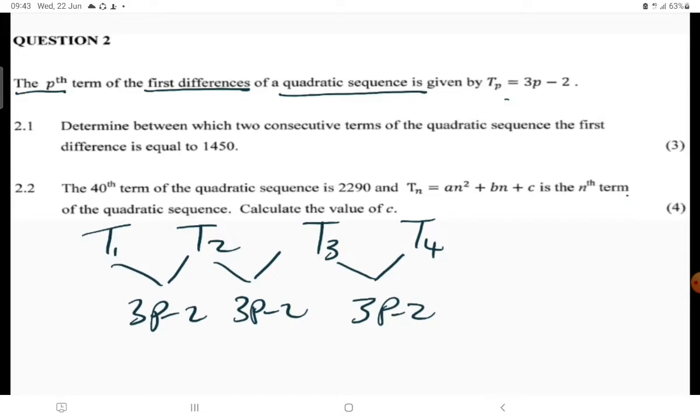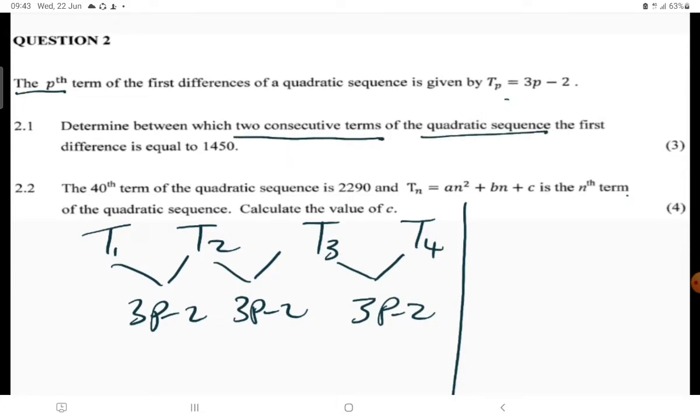Now what are we having? We just need to remember that this is just all what we have. Let's come to the question. Determine between which two consecutive terms of the quadratic sequence the first difference is equal to 1450. Let me repeat the question.